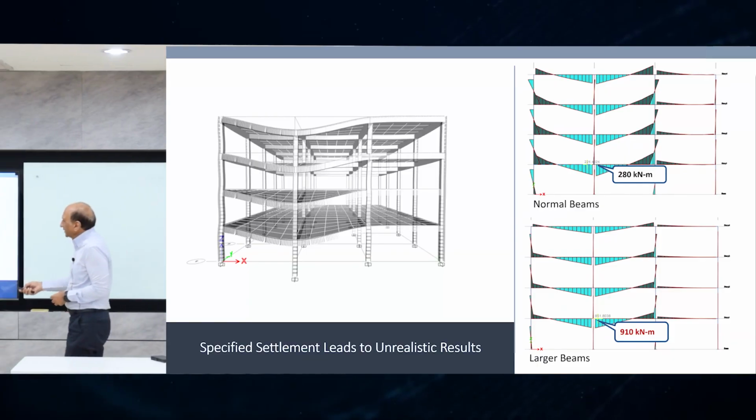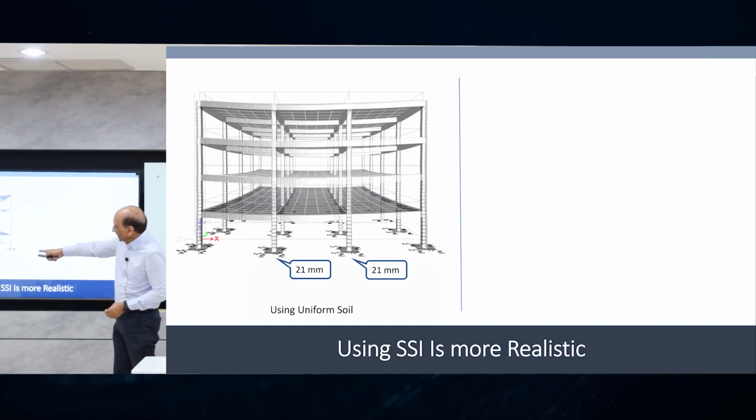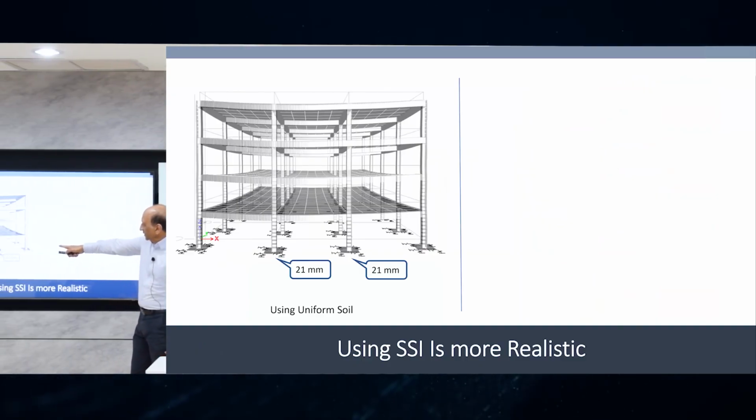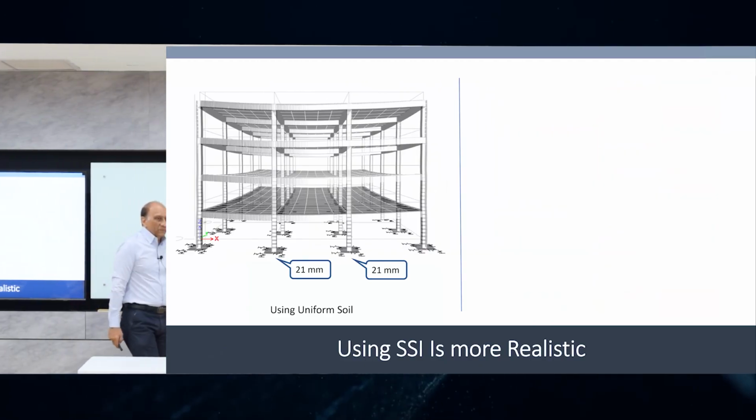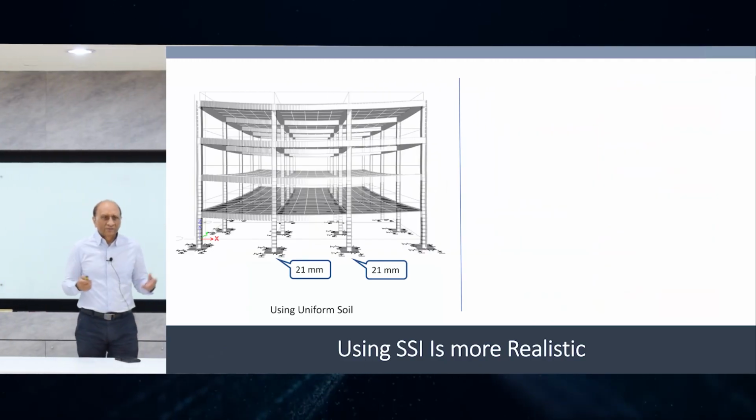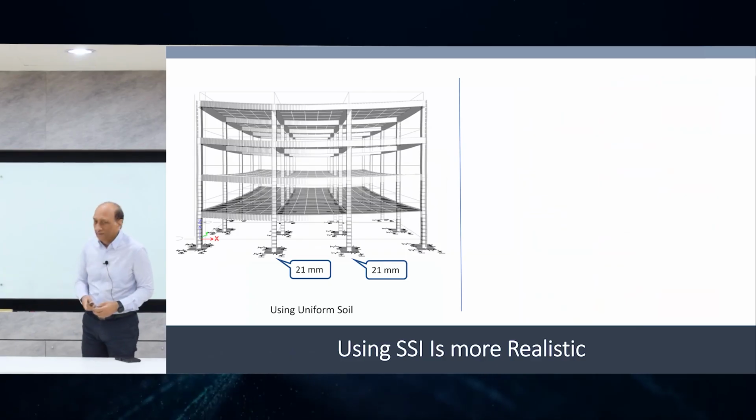So looking at that, we come back and I said, okay, let's say that this soil is all equal. Same weak, a little bit reasonable, normal soil. And I found that the settlement in the soil was 21 millimeter.